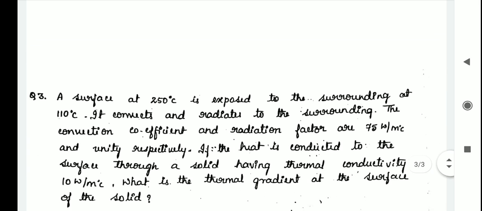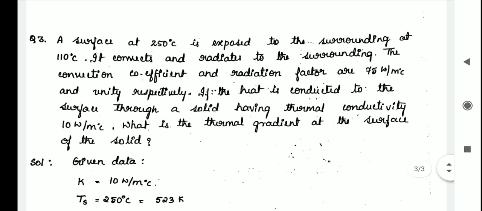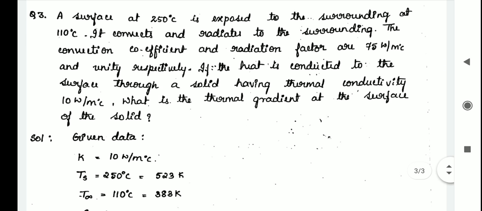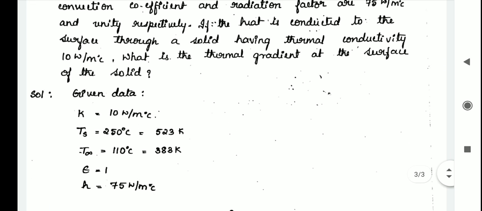And the third problem: a surface at 250 degrees Celsius is exposed to a surrounding at 110 degrees Celsius. It convects and radiates to the surrounding. The convection coefficient and radiation factor are 75 watt per meter square degree Celsius and unity respectively. If the heat is conducted to the surface through a solid having a thermal conductivity of 10 watt per meter degree Celsius, what is the thermal gradient at the surface of the solid? Here we have to find the thermal gradient, dT by dx.